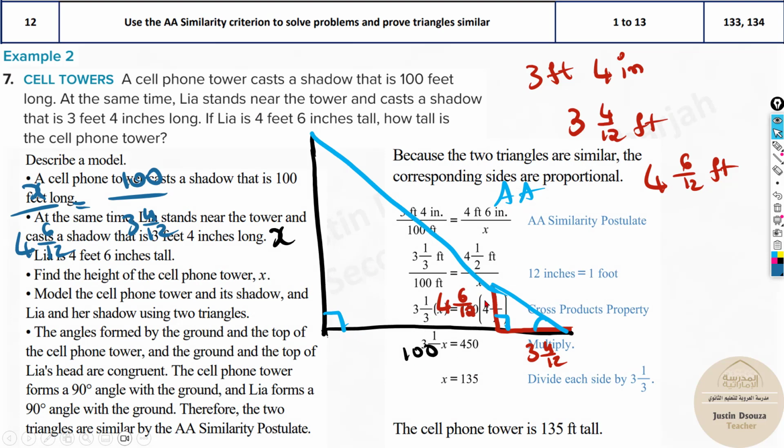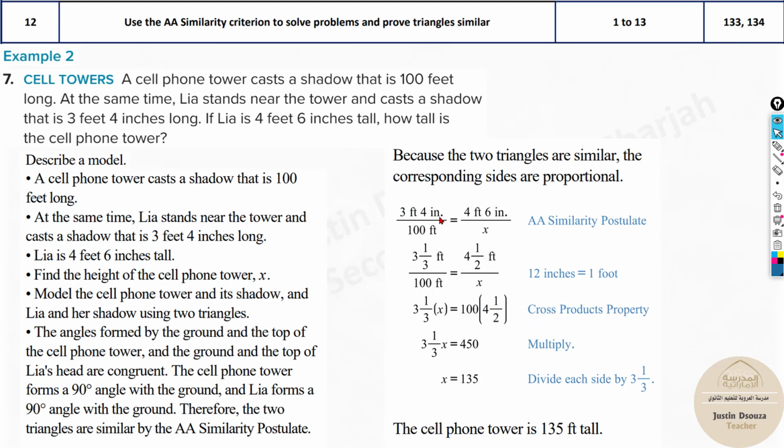So that's the thing. You should know the height is bigger than the shadow. So that means the answer will be greater than 100. It would make sense, right? So that is the thing. That's how we solve it.